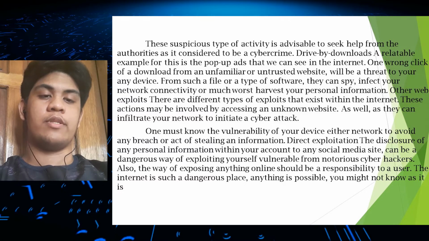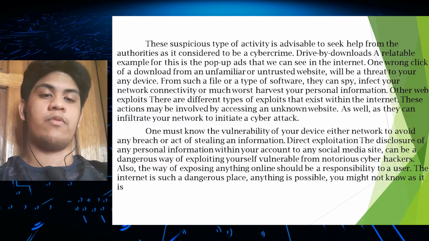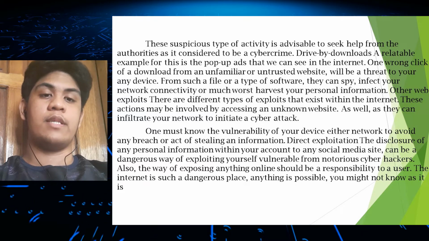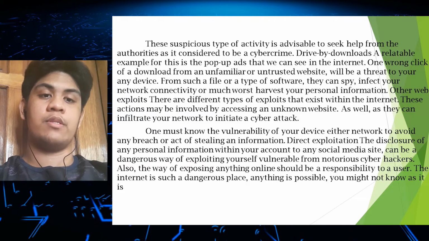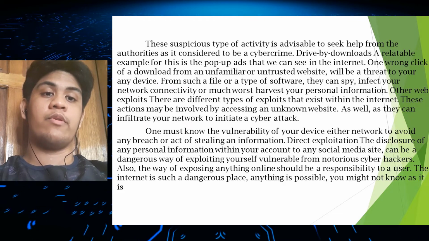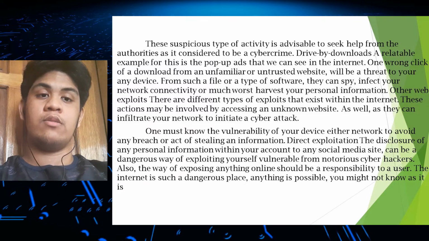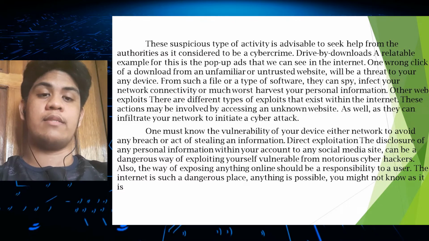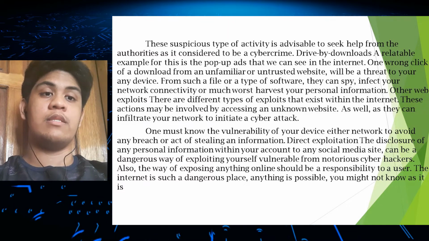Other web exploits. Exploits exist in different forms. Accessing unfamiliar websites may be implicated in these behaviors. They will be able to breach your network and perform a cyber attack. To avoid these things, you must know how well protected your devices are from these dangerous acts.